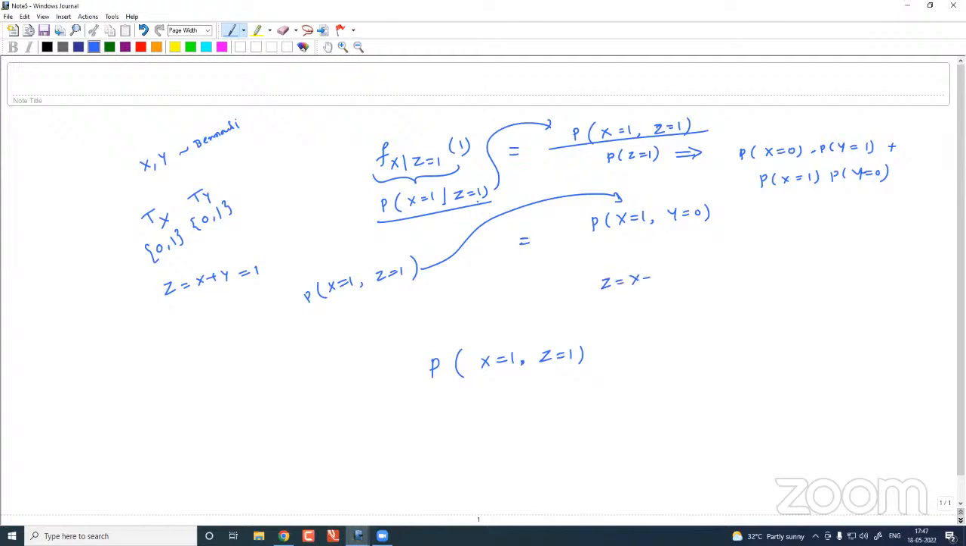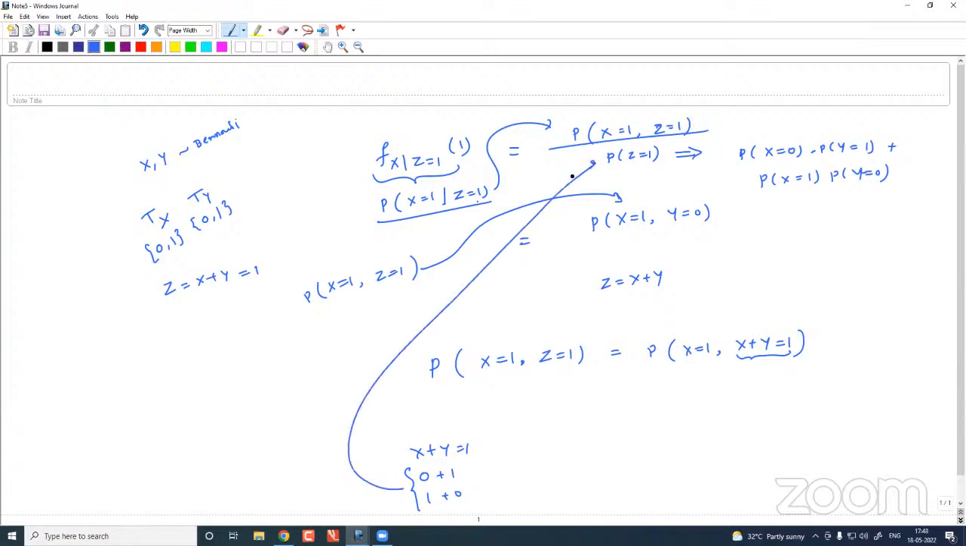What is my z? Z is my x plus y. Can I write it like this? Provided that x equals 1, comma, x plus y equals 1. Okay, I can write like this. Can you tell me when this will happen? When y is equal to 0, sir. No, only x plus y equals 1 when this will happen. When? 0 plus 1 and 1 plus 0. Yes, only two things are there, right? This is what we have written here.